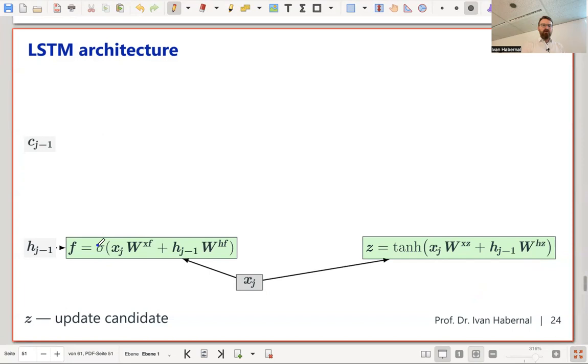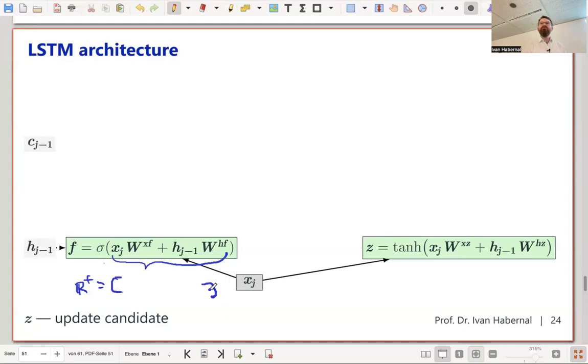Then we take, what is this? This is F, the forget gate, I guess. Again we take the input and the previous hidden state, and this is going to be again a vector of size F. And what is this symbol, this sigma? Yeah, this is sigmoid. So we run a sigmoid on a vector.